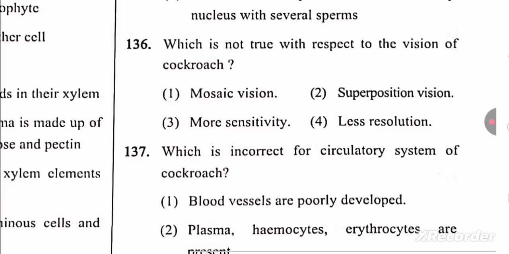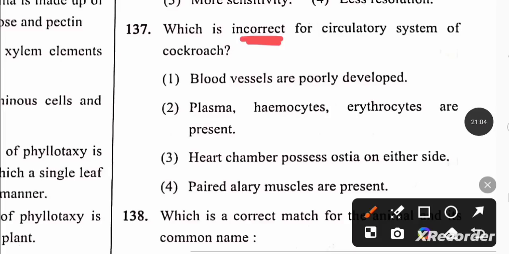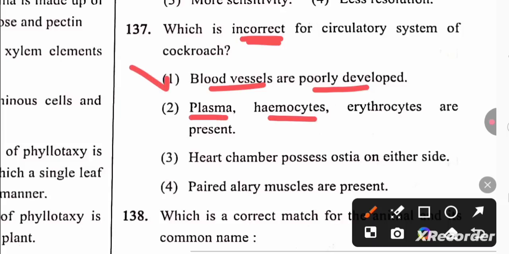Which is incorrect for circulatory system of cockroach? Let us go one by one. Blood vessels are poorly developed. So this is the correct statement. Let us go to the next one. Plasma, hemocyte and erythrocytes. Children, remember, in cockroach there will be no RBC, no erythrocytes. So this is the only incorrect statement about circulatory system of cockroach.